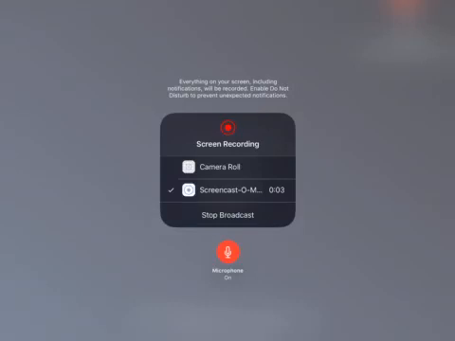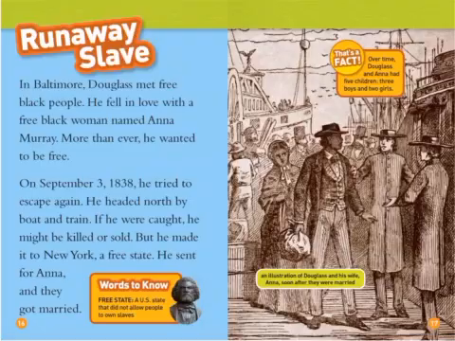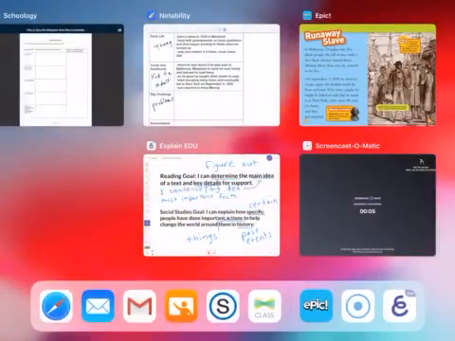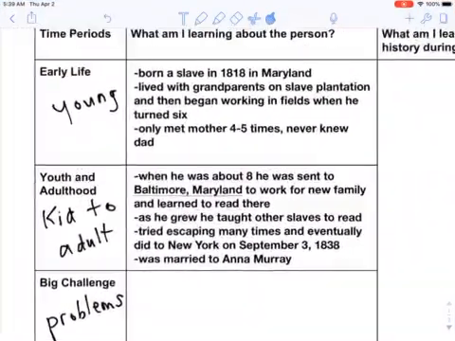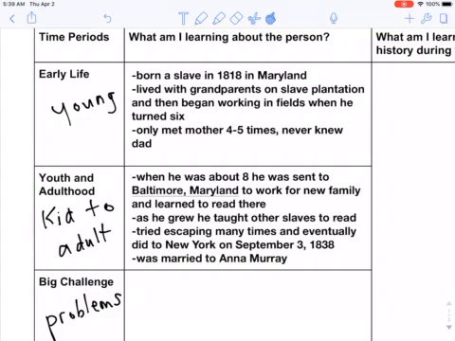And we're back here. I'm going to start by just making sure my book doesn't close out. And then we're going to show you my notes. So these are the things that I was thinking from his early life, when he was really young.